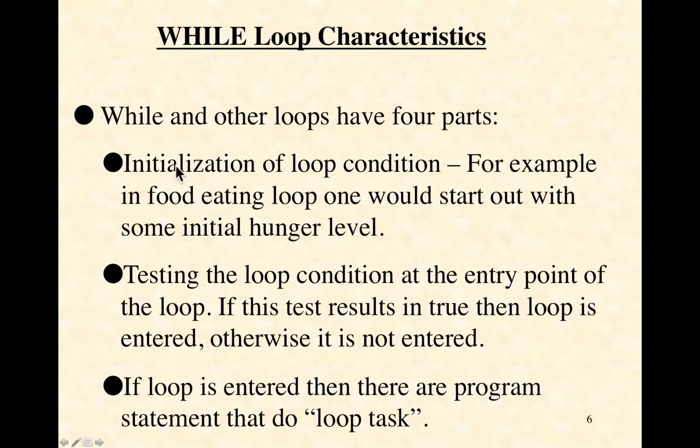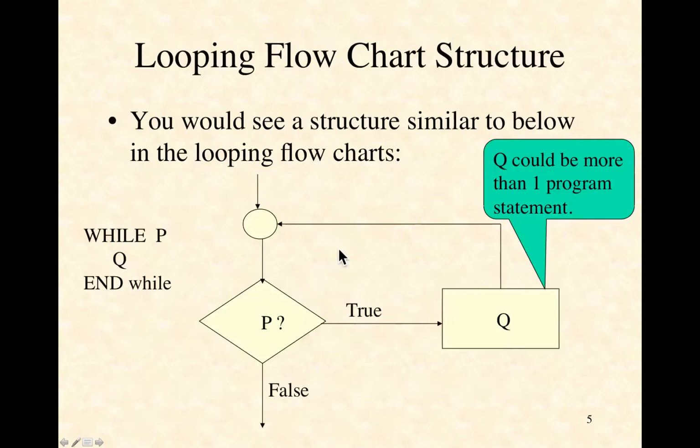So there are 4 parts. One is initialization of the loop condition. For example, in the food eating loop, one would start out with some initial hunger level, and of course that could be 0. That means you won't enter the loop. If it is non-zero, the hunger level is some value, then you will enter the loop. And then test the loop condition at the entry point of the loop. This is shown in the previous flowchart also. We are testing this condition P, and notice that any time you test a Boolean condition, it will result in either true or false.